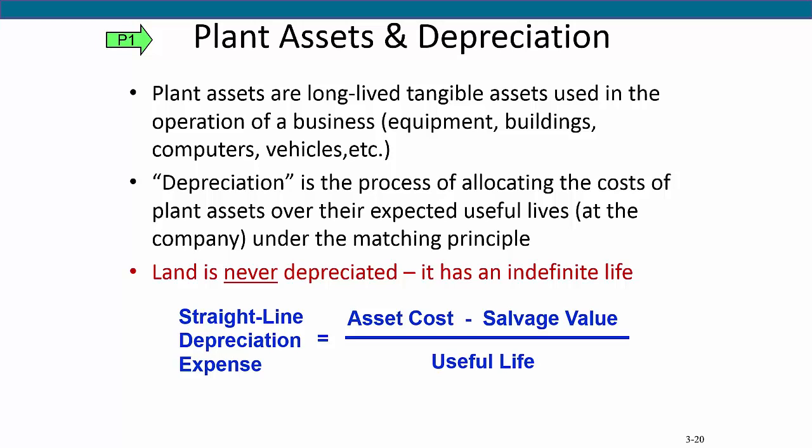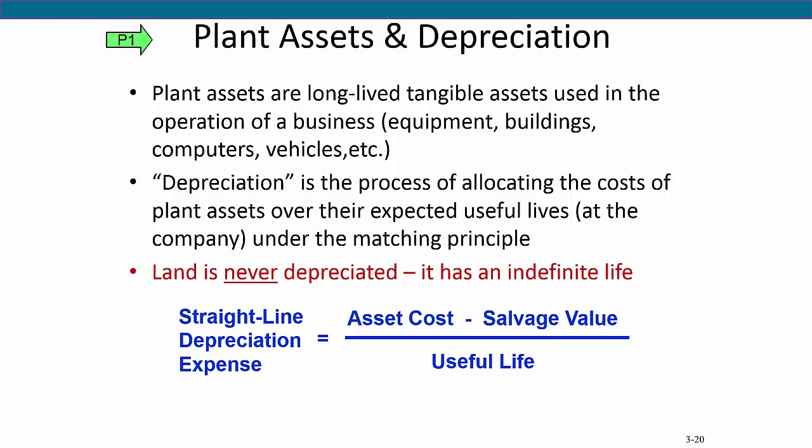As is true with all assets, the accounting system attempts to match the use of a long-lived asset to the revenue generated by that asset. It wouldn't make sense to expense a $300,000 piece of equipment on the day we bought it. That would really throw our net income out of whack, wouldn't it? Depreciation, then, is what we call the process of allocating the cost of a plant asset to the income statement in a logical fashion.